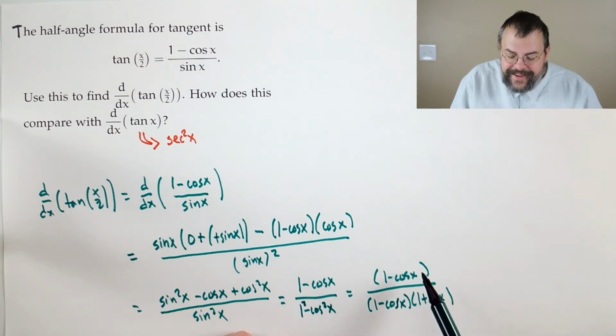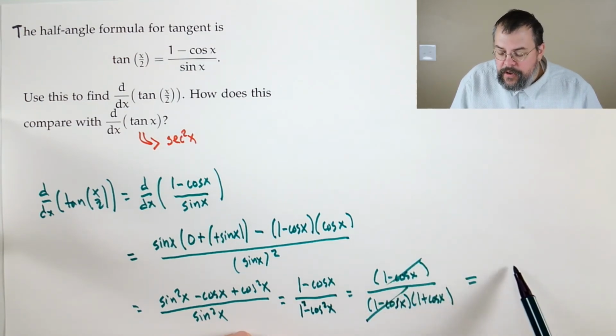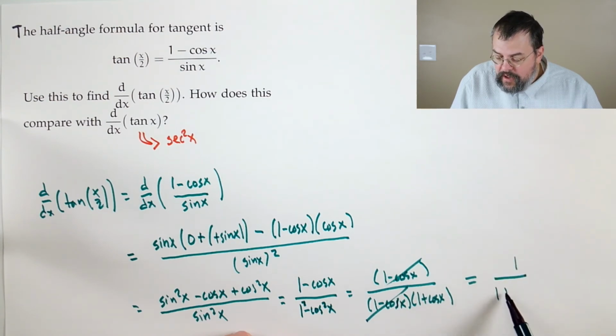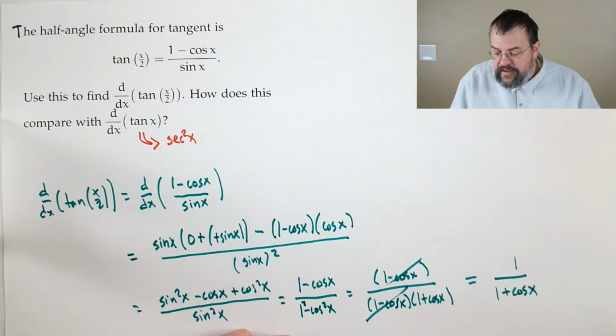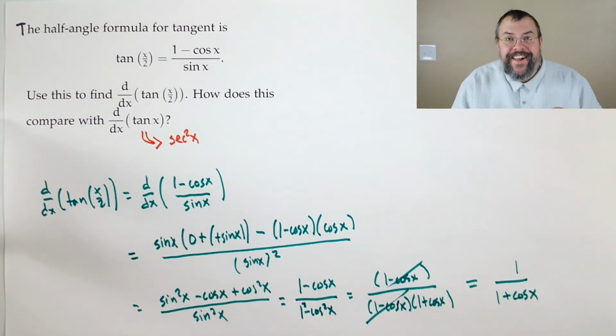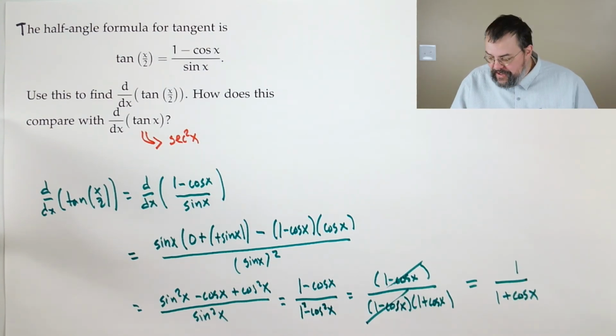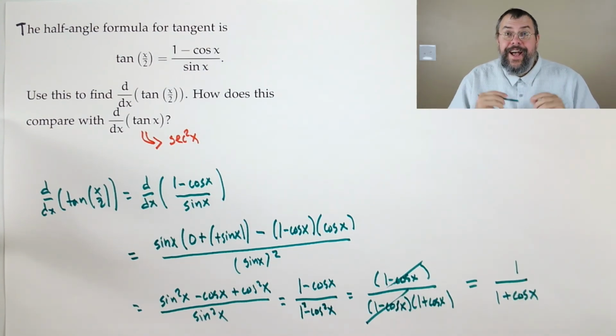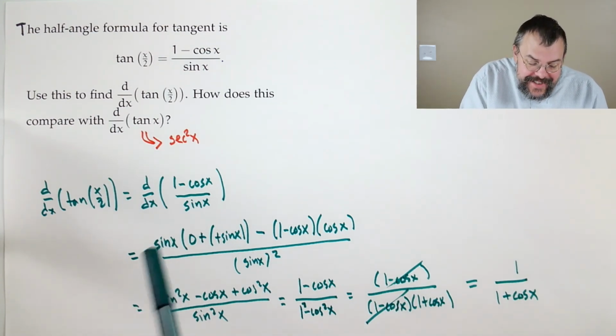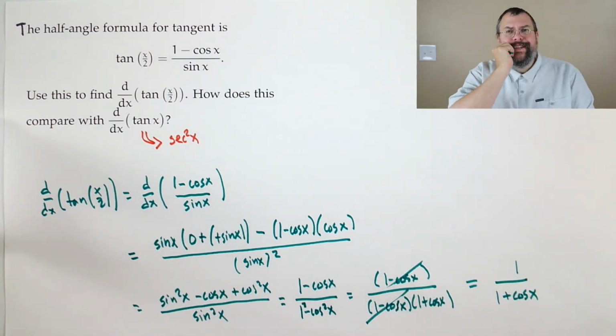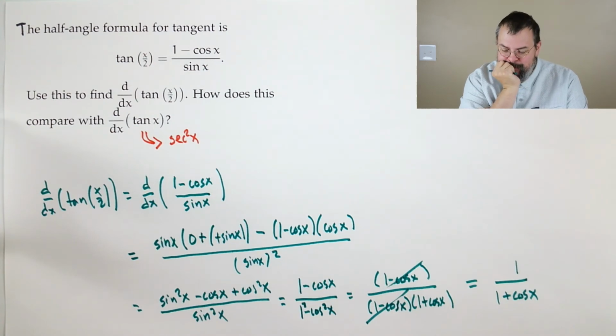Nice. So we can cancel the 1 minus cosines, and we're left with 1 over 1 plus cosine x. Cool, that's a beautiful derivative. Now, does that look anything like secant? No, it doesn't, does it? Huh? Well, now we start pondering. Maybe there is no connection, but it feels like there should be.